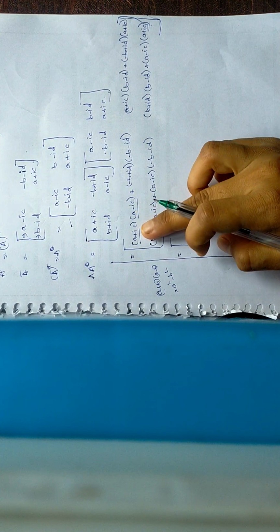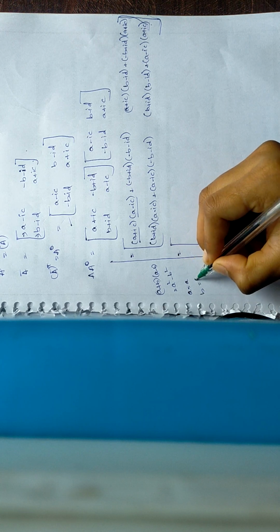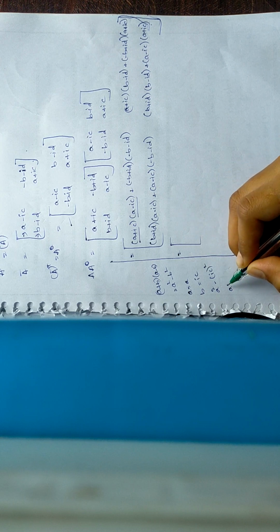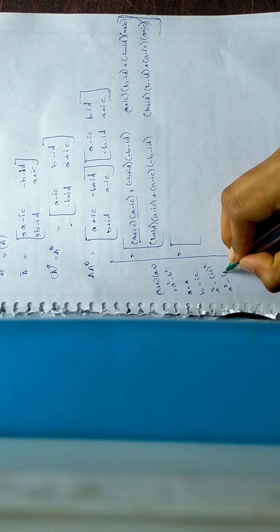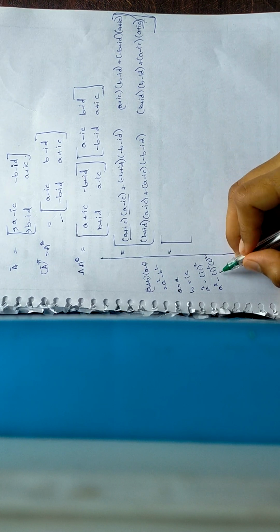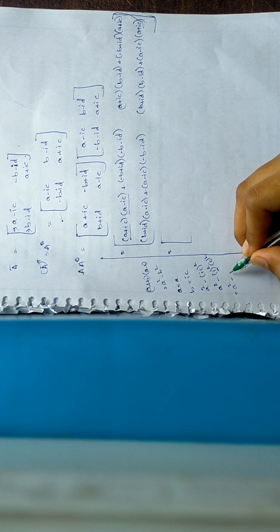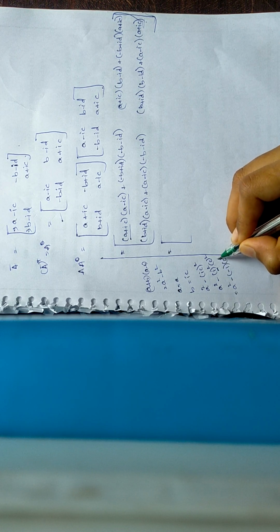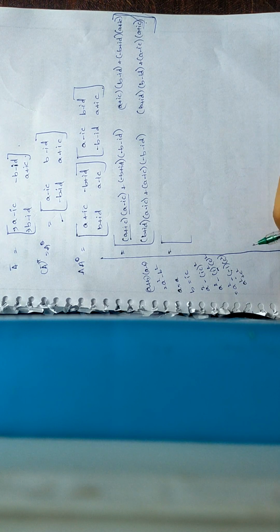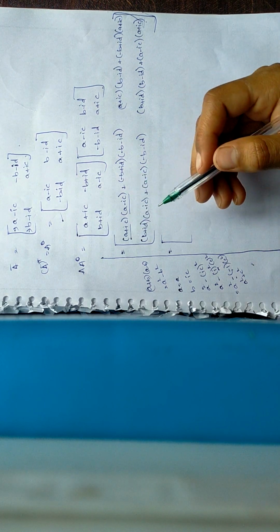If you write this value, then here a is a only, b is ic. So a square minus (ic) whole square, you will get a square minus i square c square. Now we know that the value of i square is minus 1. So a square minus of minus 1 into c square. Again minus into minus is plus, so a square plus c square. Okay, this is how you have to solve a plus ic and a minus ic.